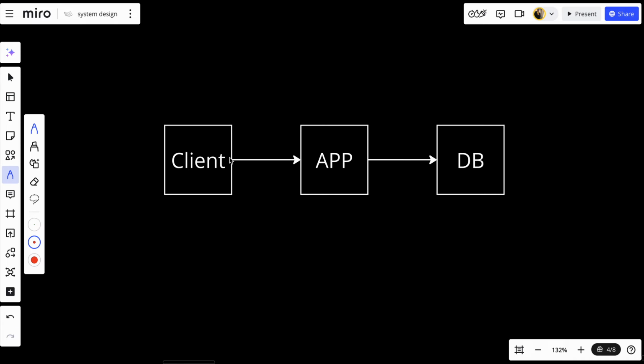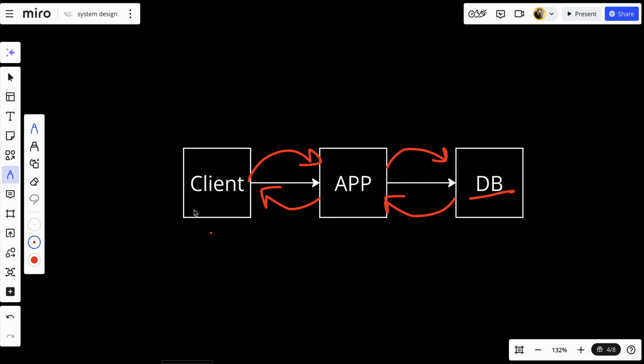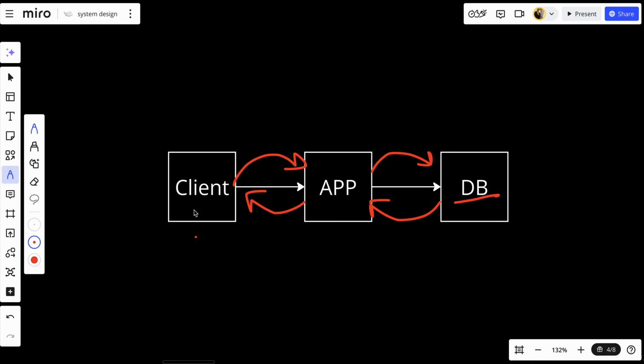Whenever the client wants to read a specific product, it will send a request to the app. The app will send a query to the database. If the product is available in the database, it will send it back to the app, and the app will send it back to the client. It's pretty simple, it works well, and it's also scalable. However, we should ask ourselves a question: is there a way to improve this process, first to make it faster, also to make it more scalable, and also to reduce the load on the database?